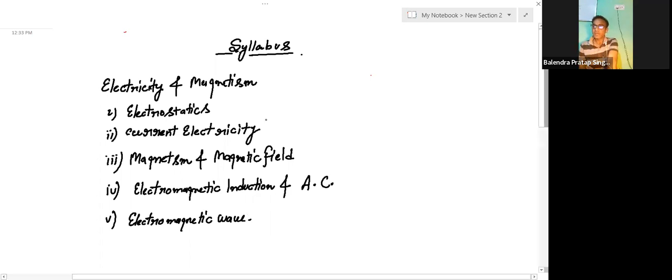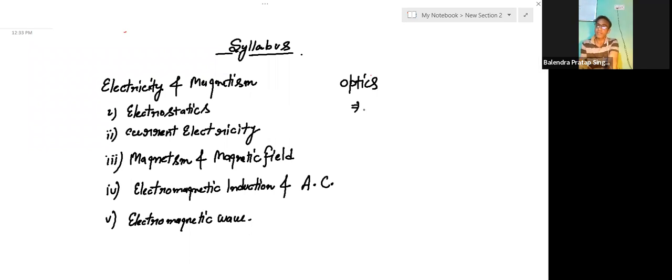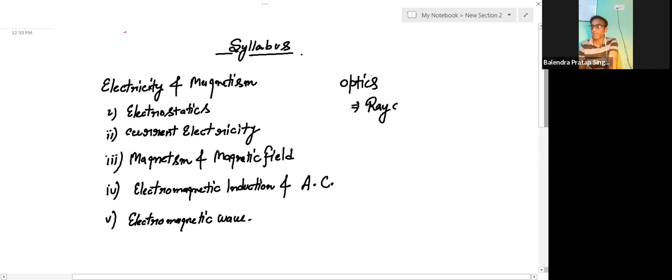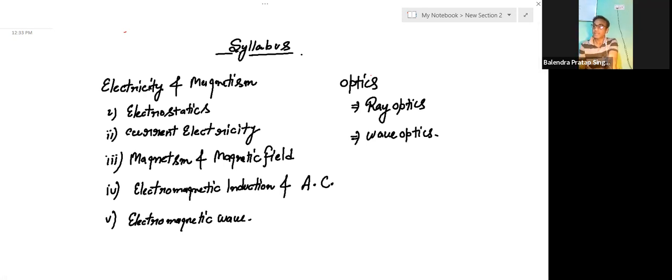Next, another part of your syllabus is optics. In optics, basically we will study the properties of light and the behavior of light in different media, and some very important properties of light: reflection, refraction. This comes under ray optics, and dispersion also comes under ray optics. Another part of optics is wave optics. The properties related to the rectilinear path of light, like refraction, reflection, and dispersion, come under ray optics, and properties such as interference, diffraction, and polarization come under wave optics.